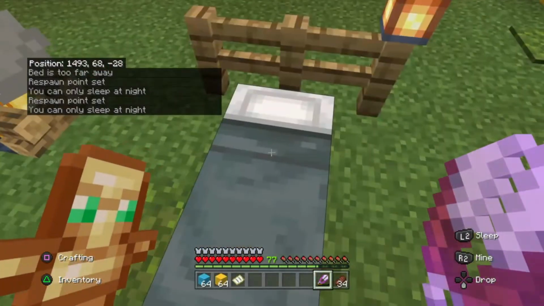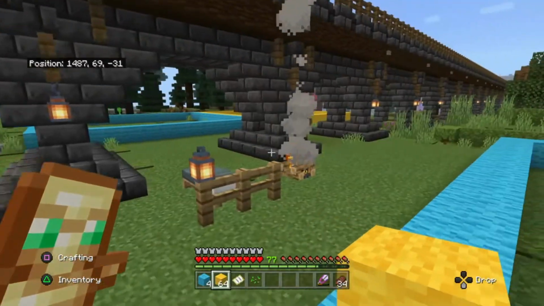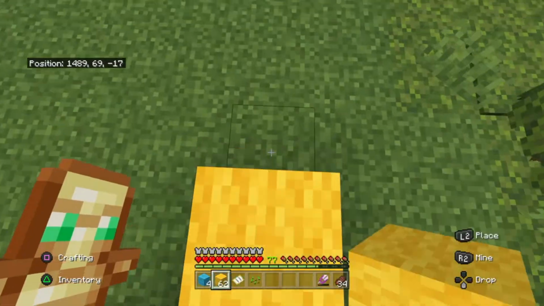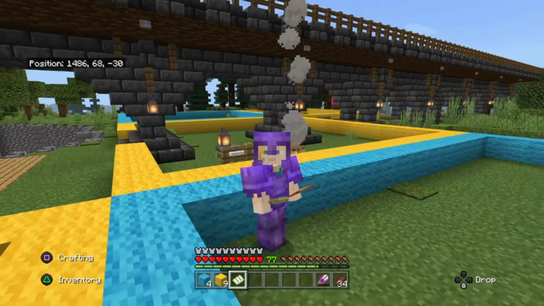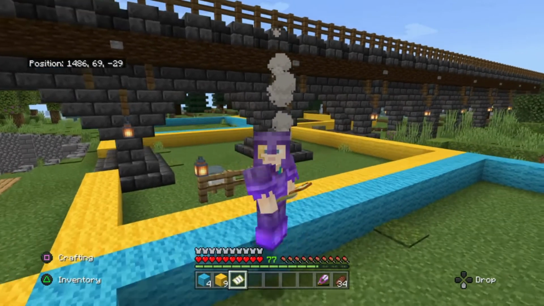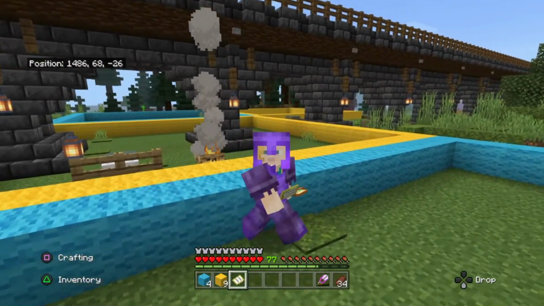But first, time to sleep. Marking out a blue chunk right here, marking out a yellow one between these 2, 1, 2, 3, 4, 5, 6, 7, 8, 9, 10, 11, 12, 13, 14, 15, 16, perfect. And here it is. Yes, I am the type of person that builds while wearing full netherite armor while also holding a totem of undying.